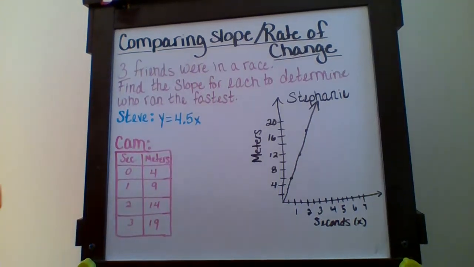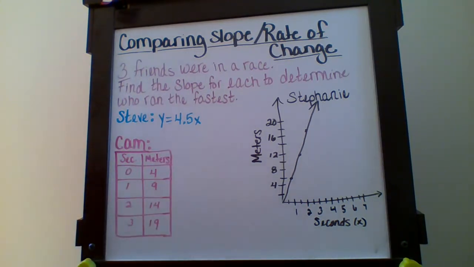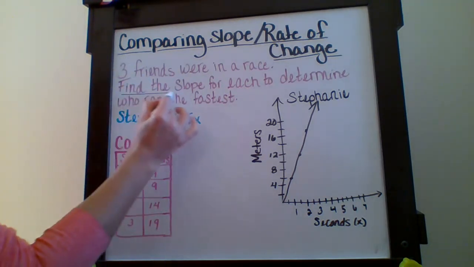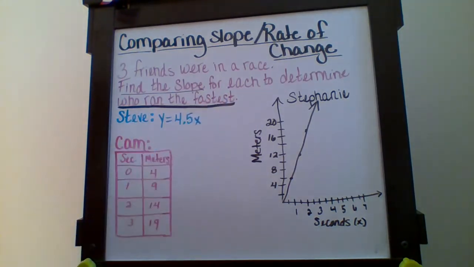All right, we are going to continue working with comparing slope or rate of change with a verbal description. I have three different functions here that we're going to take a look at. If we read what it says first, it says 3 friends were in a race. Find the slope for each to determine who ran the fastest. So we have to find the slope and we want to know who ran the fastest.